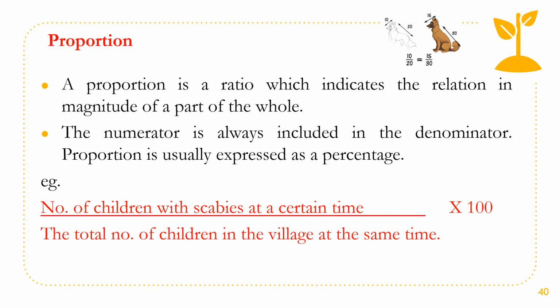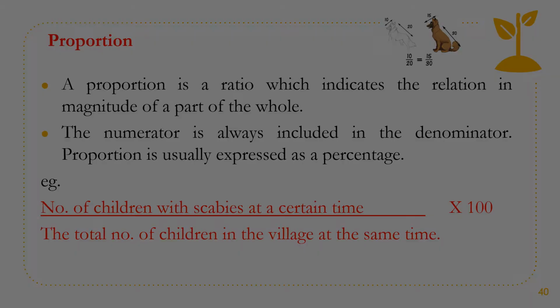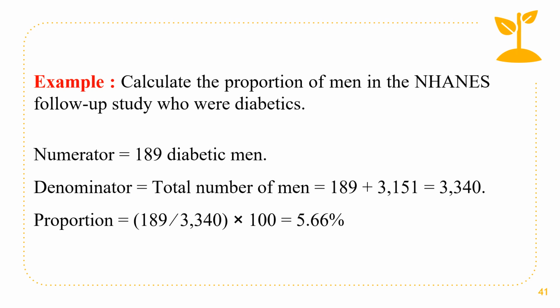Coming to the proportion, a proportion is a ratio which indicates the relation in magnitude of a part to the whole. The numerator is always included in the denominator. Proportion is usually expressed as a percentage. So here the multiplier is always 100. Example, number of children with scabies at certain time divided by total number of children in the village at the same time into 100. This is an example of calculating proportion.